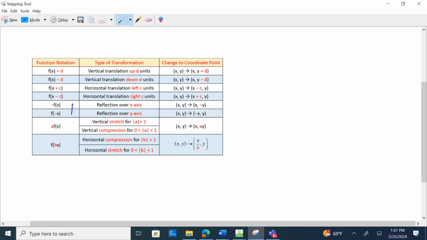So when we are going to reflect across or over the x-axis, the negative sign is out front. But when we are going to reflect over the y-axis, the negative sign goes inside. And then we can see the vertical stretch and the vertical compression down below. Let me erase this here as we look at our next example.